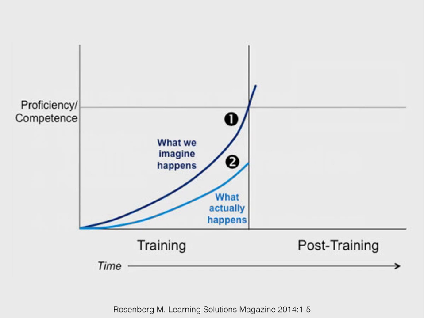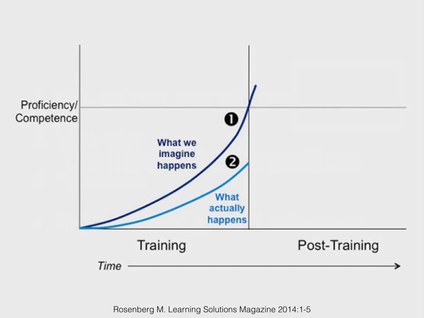And the fallacy that we have with training, Rosenberg talks about, is that there's this level of proficiency or competence. And what we imagine happens is that we train people and we teach them and we have these hands-on sessions and we're educating them, we're talking with them, we're showing them stuff, and we get them to this level of competence or proficiency. But we really don't. We get them close. We get them better than they were. We give them education training.